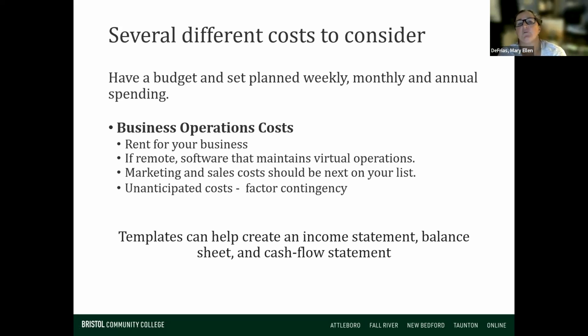When you're looking at your business, you have a budget, but you also may want to set up weekly, monthly, and annual spending. There are some things that you need to pay, like payroll, on a weekly basis. Things like rent on a monthly basis, and things like insurance may be an annual cost. When you're looking at your business operating costs, they're all reflected in the budget, but they're all going to have different timing.